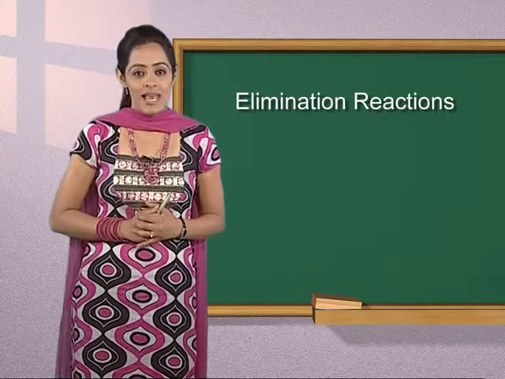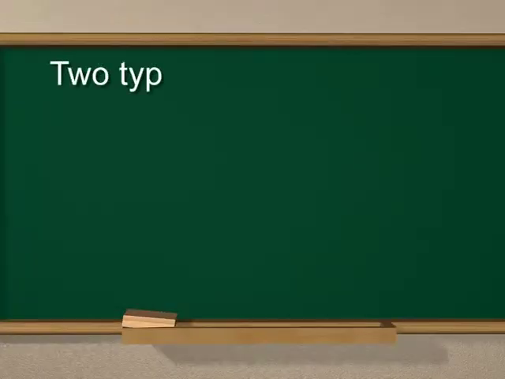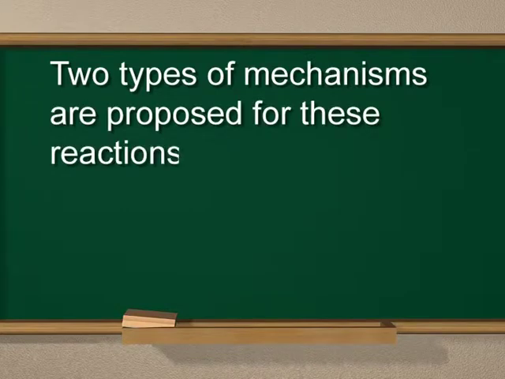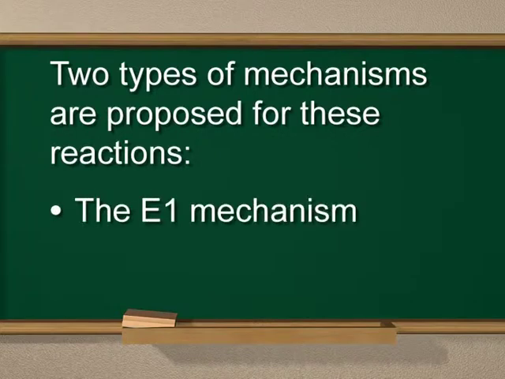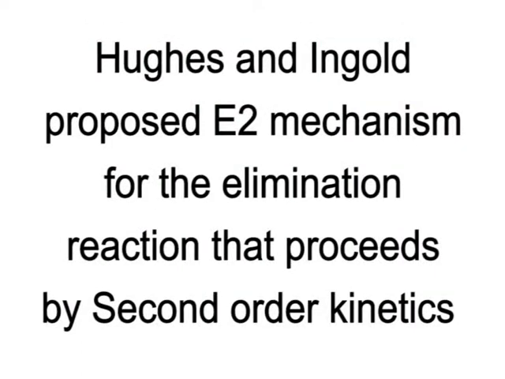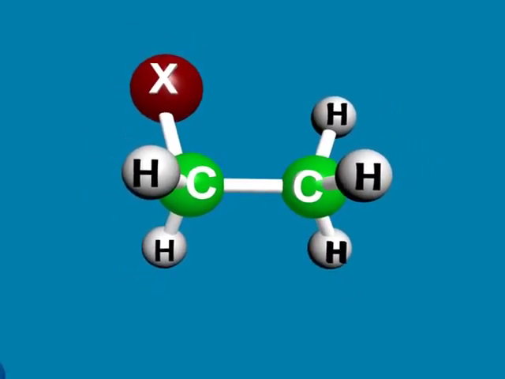Children, let us now learn about the mechanism of these reactions. Two types of mechanisms are proposed for these reactions: the E1 mechanism and the E2 mechanism. Hughes and Ingold proposed the E2 mechanism for the elimination reaction that proceeds by second-order kinetics. This reaction involves a single step.